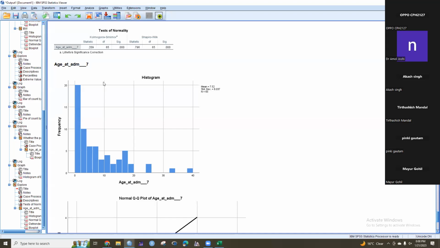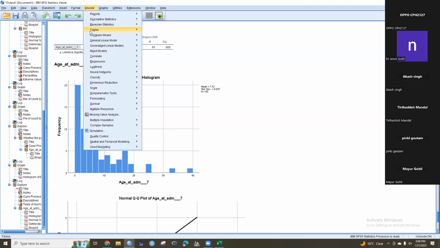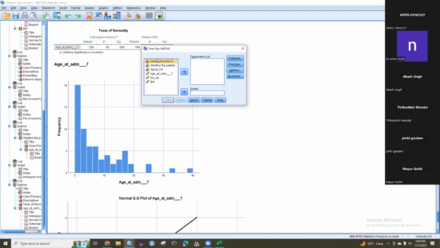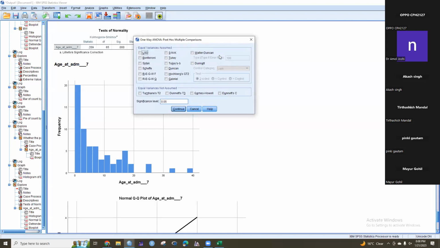Actually, for testing of homogeneity, you should go with Compare Means, and then One-Way ANOVA. And if you just want to test whether the gestational age in weeks has something to do with spontaneous or IVF, then go to Post Hoc. And here in the Post Hoc, you want to test whether equal variance is assumed or not.